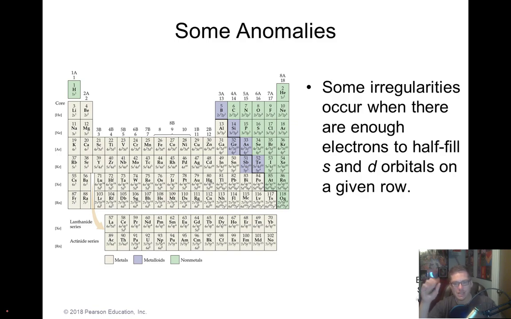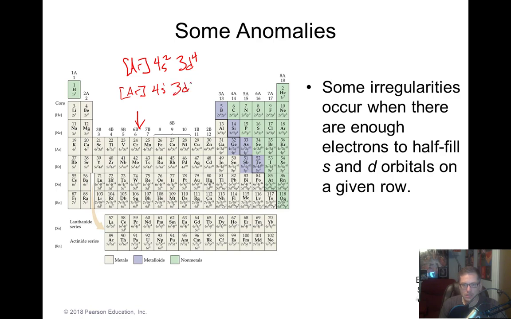The big example of this is chromium, right here. If we were going to write out chromium, it would be just like argon. So there's our argon, and if we were going to write it out like normal, it would be 4s2 and then 3d4. Now, the trick is it doesn't actually follow that pattern, because if we took one of these electrons here and put it with this, we would end up with argon 4s1, 3d5.